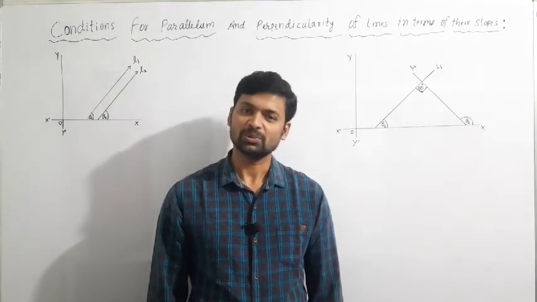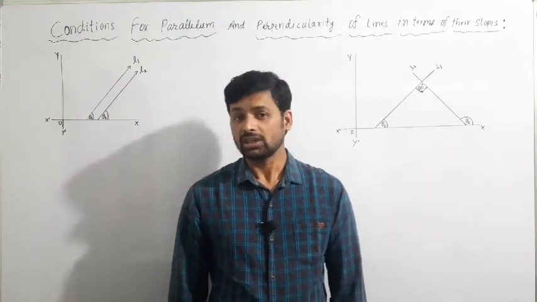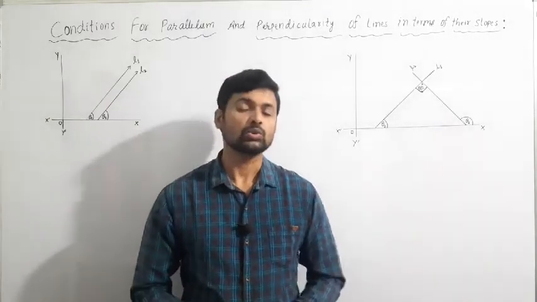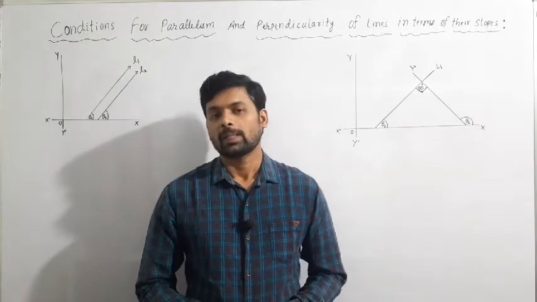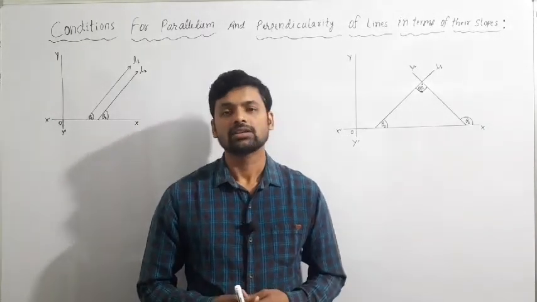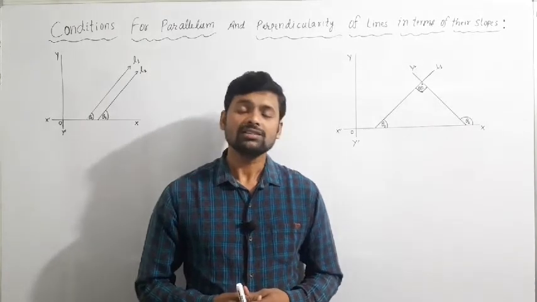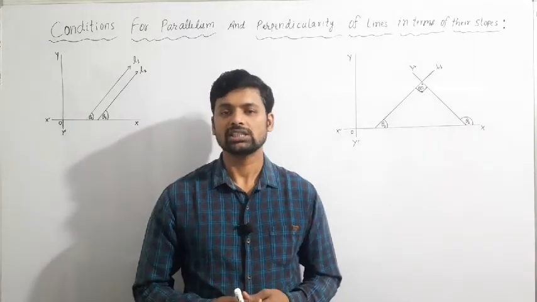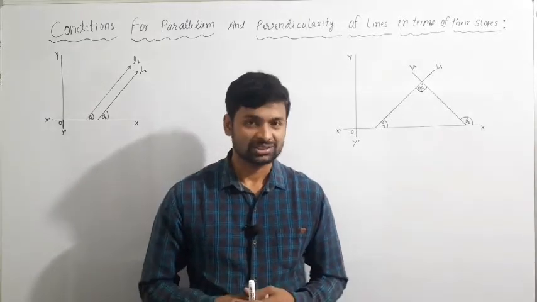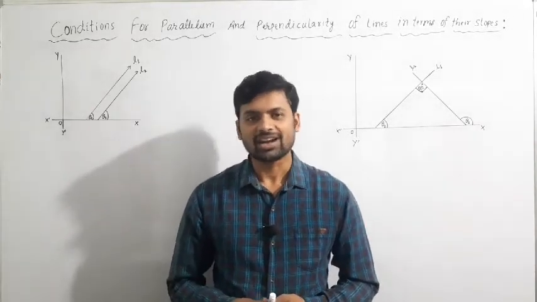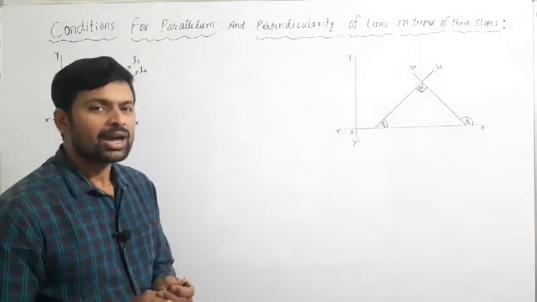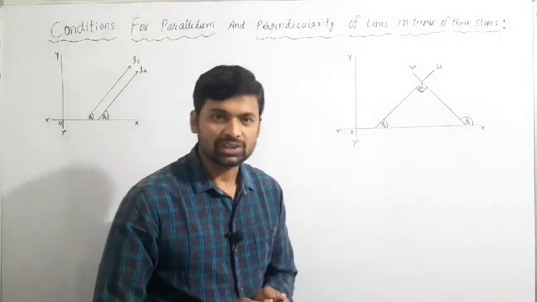Today I am going to explain the conditions for parallelism of lines and perpendicularity of lines in terms of their slopes. If we have the information about two or more lines that the slopes of the lines are given, then we can conclude whether the lines are perpendicular to each other, or parallel to each other, or not.